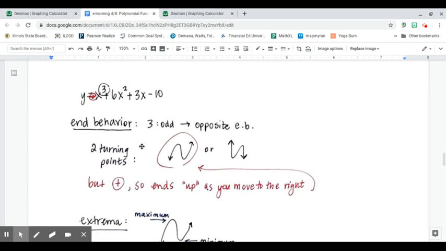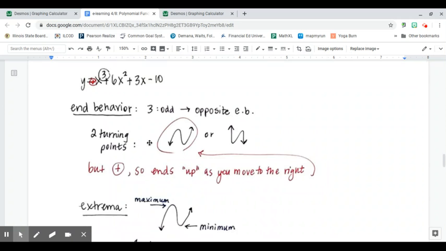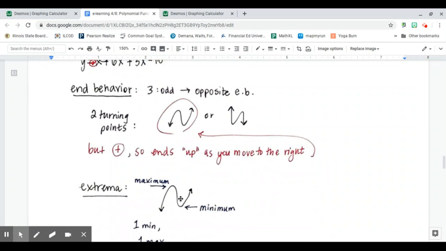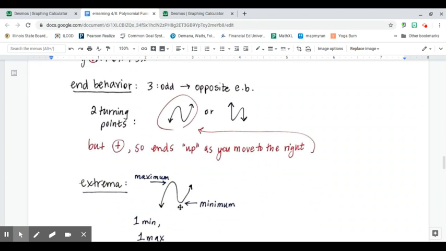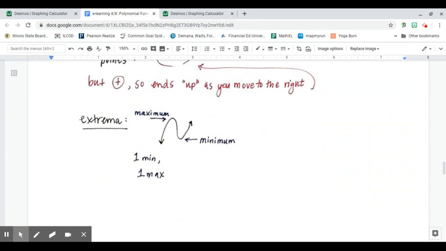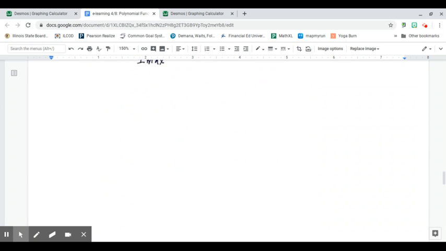Notice that 3 minus 1 would be 2, meaning that I'm only going to have 2 turning points. This point's going to be a maximum, and this point will be a minimum. I'll have 1 min and 1 max for my extremes.